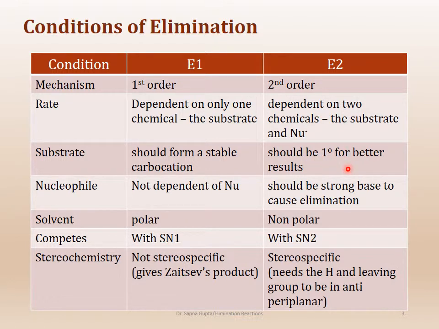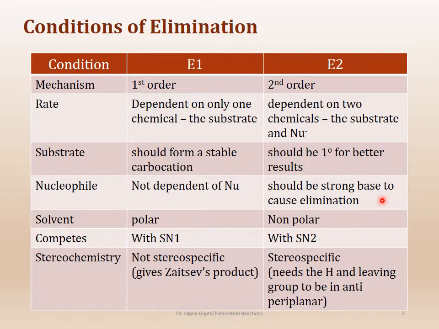The conditions you can see are kind of similar to SN1, SN2. The nucleophile for E1 is not a factor because it's a unimolecular reaction, whereas in the case of E2, it has to be a strong base. Please note over here, it says strong base, not nucleophile, because a nucleophile will attack the electrophile, but we need a strong base because a base will abstract a proton, okay? There's a little bit of confusion here, but hopefully it will clear up as we go on. So it needs to be a strong base to cause elimination.